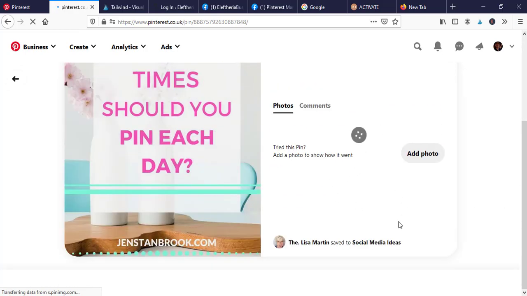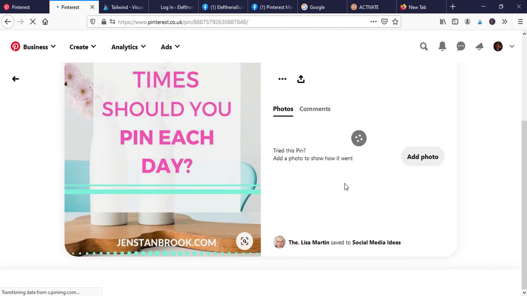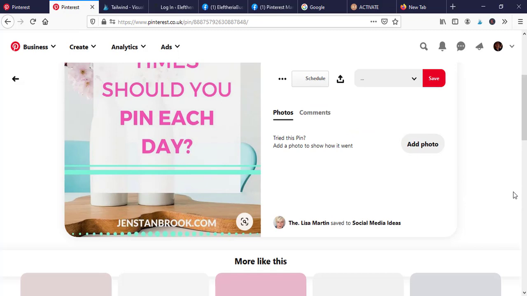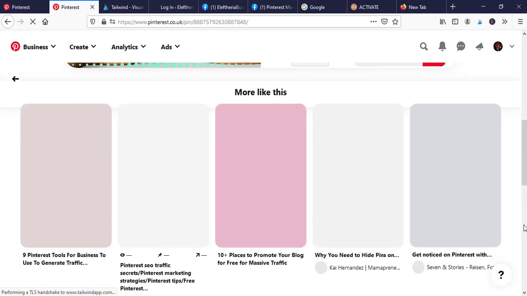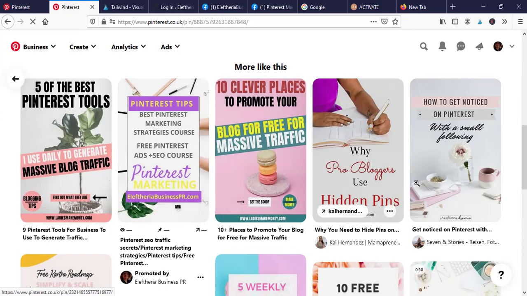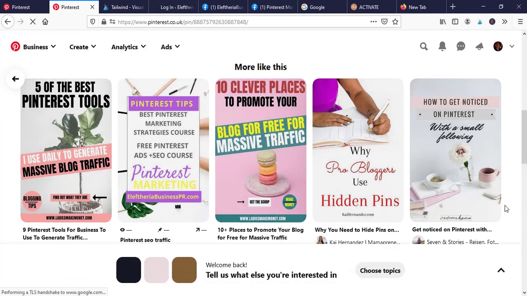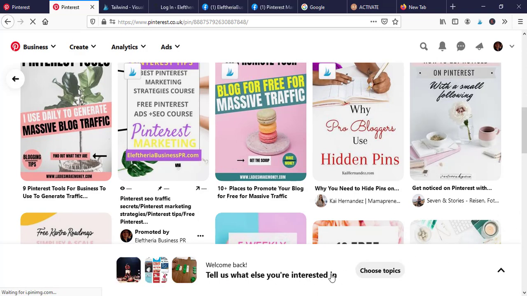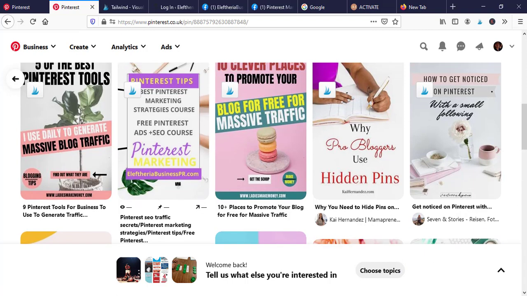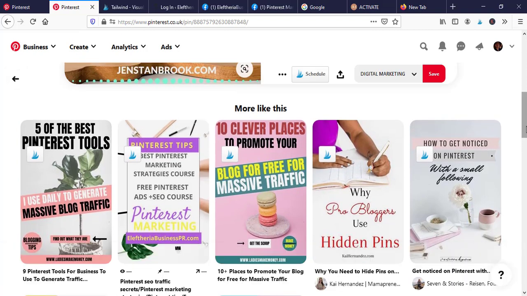And then below, or even on your boards, remember that when you have your boards, you see all the pins below. It's a bit slow, but you know what I mean. You have all the related pins below. That is mine, and this is some others. And here Pinterest is asking us what topics we are interested in, for example. So this is one part of the Pinterest principles: the related.